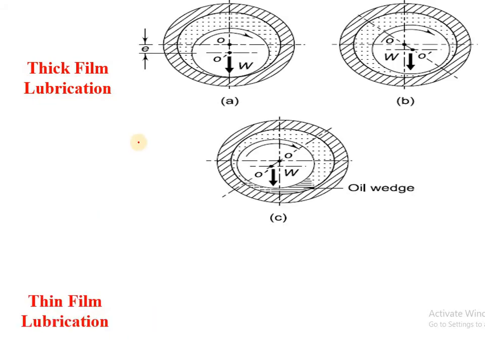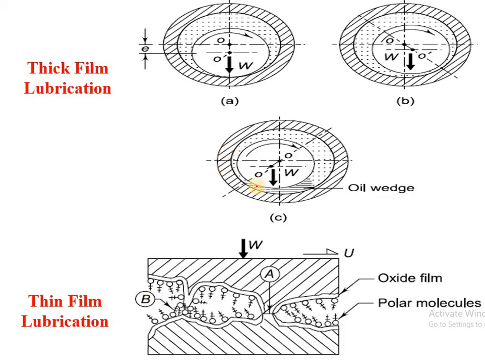Now, in my previous video, we discussed the basics of bearings, their classification and the different modes of lubrication. There are three modes of lubrication: one is zero film lubrication, another is thick film lubrication, and the third one is thin film lubrication. Here are the diagrams of thin and thick film lubrication.